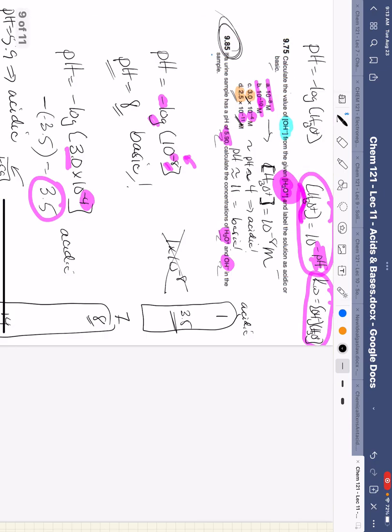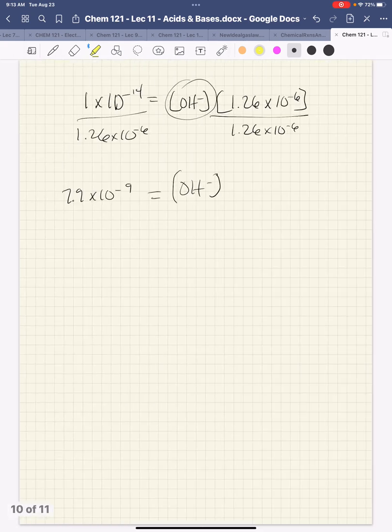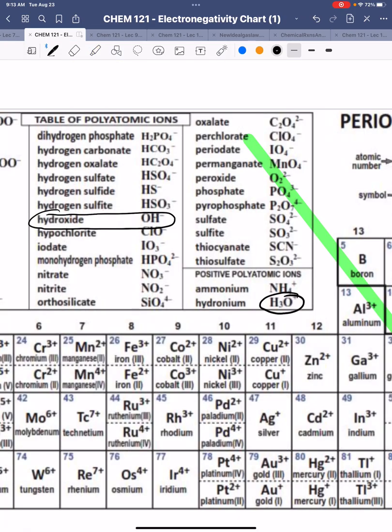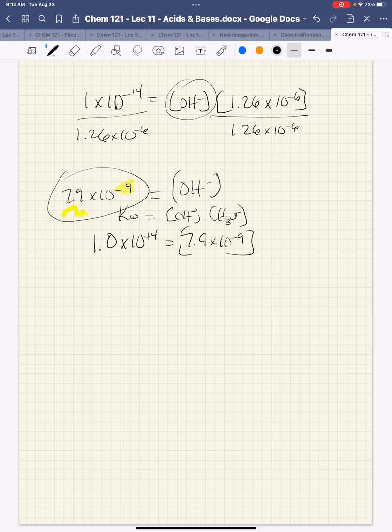Now, what I said in the previous picture is we know that this exponent is going to be somewhere around negative 8. It turns out that we got negative 9, but that's because of this coefficient. What I'm going to show you here is how to check this by putting it back into the original equation. Kw is equal to OH and H3O plus multiplied together. If I put in the calculation we just figured out, 7.9 times 10 to the negative 9th, and multiply it by 1.26 times 10 to the negative 6th.